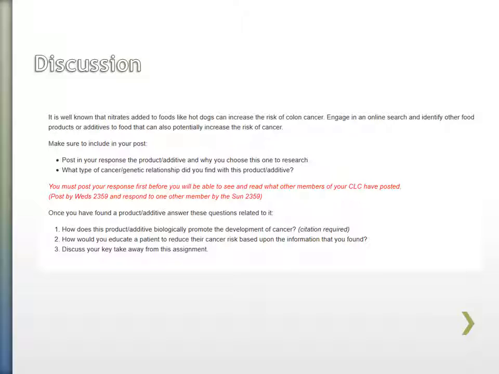When it comes to the educative part, I'm asking you to please be a little expansive. Don't just say, I would tell them not to use it because it causes cancer. But tell me why. Why wouldn't they use it? What kind of cancer it can cause, which goes back into your question number 1. And then is there an alternative product that they could possibly utilize instead of the product that you have identified? And then what is your key assessment takeaway of this assignment?